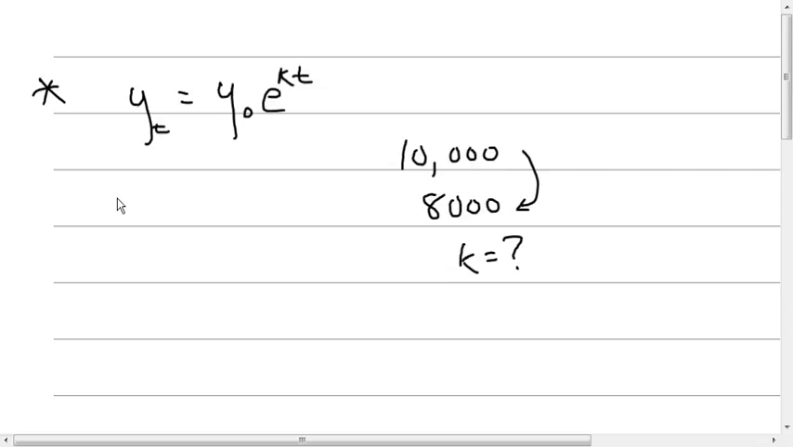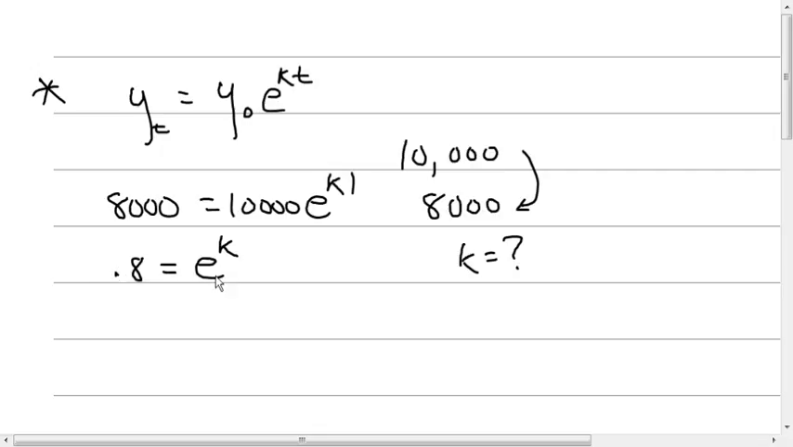Well, we know that the new population size in 1 year is 8,000. The initial population size was 10,000. E to the k, there's been 1 year like this, so we can move the 10,000 over, divide both sides by 10,000, we get 0.8 is equal to e^k. We take the log of both sides, we have an inverse of e, so we get log of 0.8 equals log of e to the k, which is simply k, inverse function working for us there.